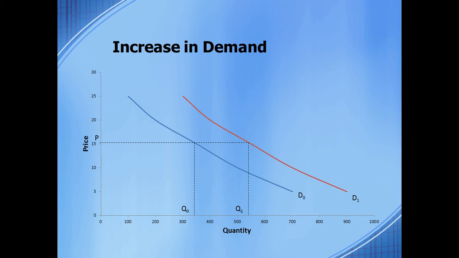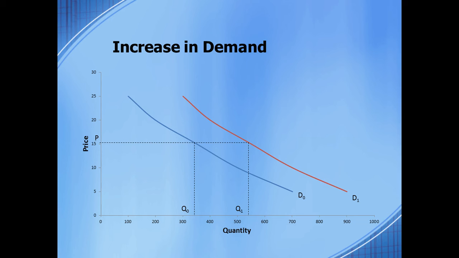So at a £15 cost, you can see that Q0 shows the original quantity, so Q for quantity and 0 for original, and Q1 shows the new quantity at the original cost, Q for quantity and then 1 because it's the first change. So you can actually see from this that the demand has increased by 200 units.